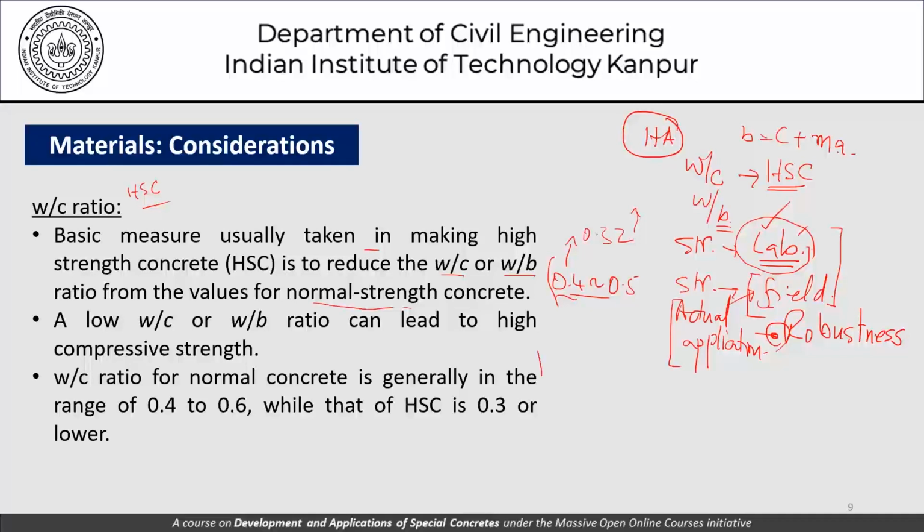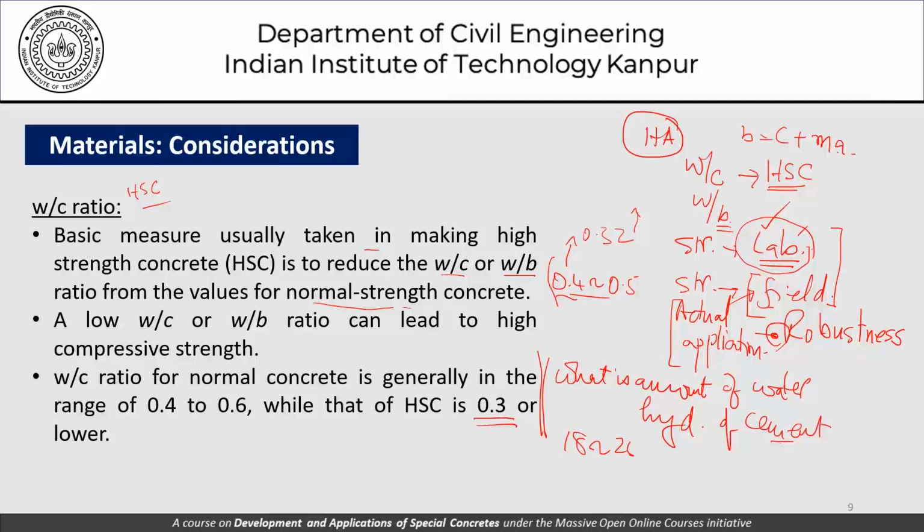We should also remember, when we are working at these levels, what is the amount of water required for hydration of cement? Now, if you read literature, you will find that this number varies from about 18 to maybe 25%, and we are coming dangerously close to this number when we are talking of a water cement ratio of 0.3 or 0.32 or whatever it is, which means that we are hardly adding any water for workability.